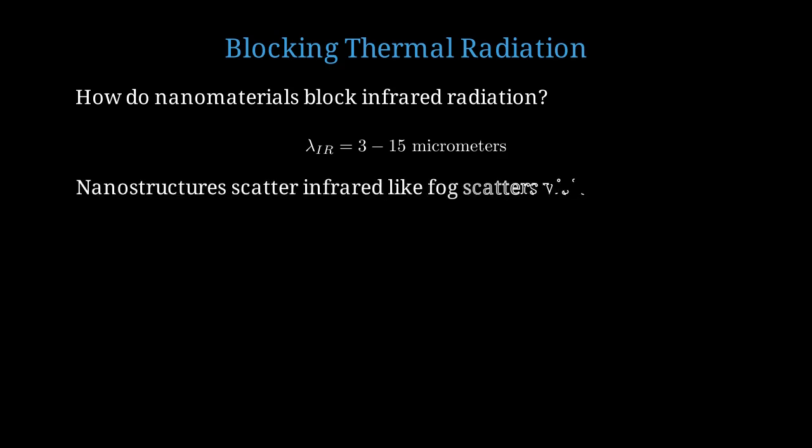Here is a useful analogy. Nanostructures scatter infrared radiation the same way tiny water droplets in fog scatter visible light. The radiation bounces around randomly, and most of it gets reflected back rather than transmitted through.